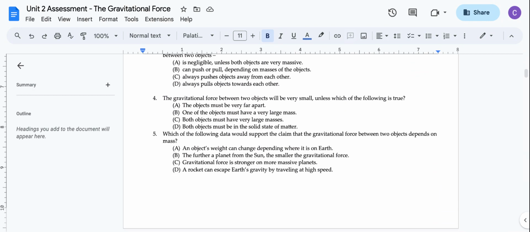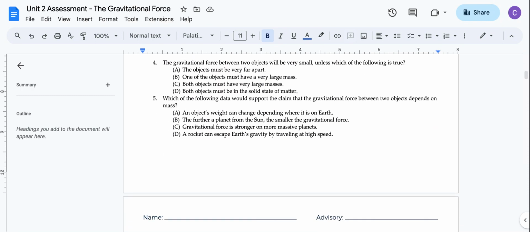4. The gravitational force between two objects will be very small unless which of the following is true? A. The objects must be very far apart. B. One of the objects must have very large mass. C. Both objects must have very large masses. D. Both objects must be in a solid state of matter.